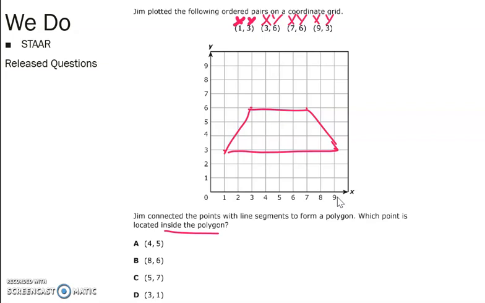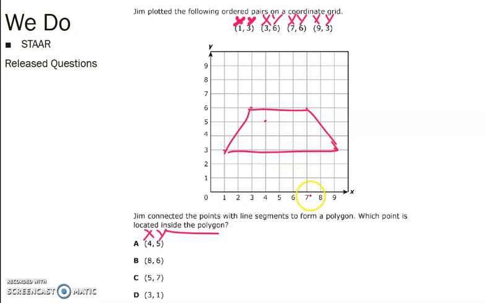Alright, so let's start with 4, 5. So remember, this is my x-axis, this is my y-axis. So on my x-axis, I have a 4. So I'm going to go across to 4 and then up to 5. Okay, so I see that one is inside my polygon, so that one could be the answer. Let's check a few more.